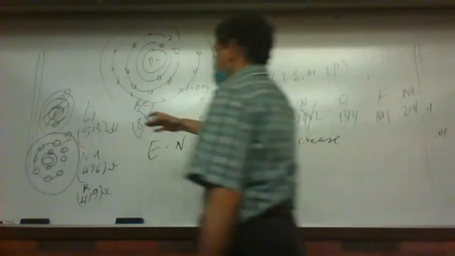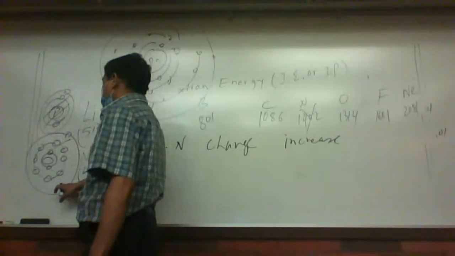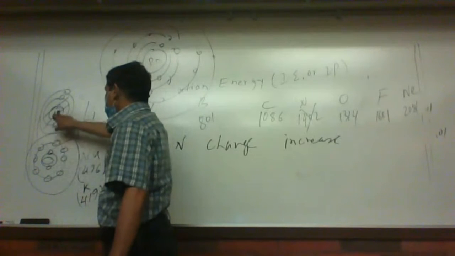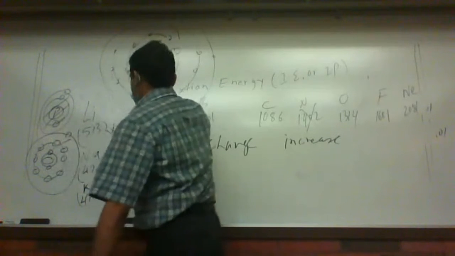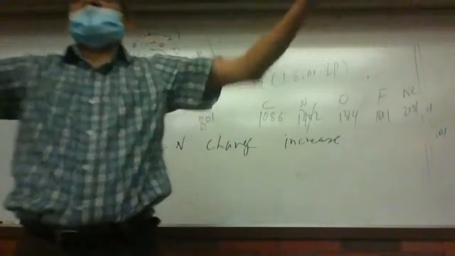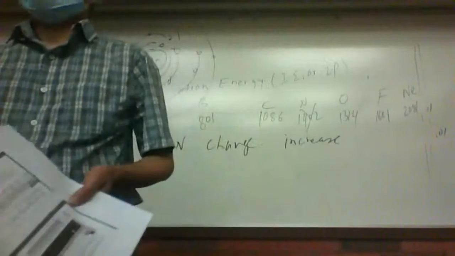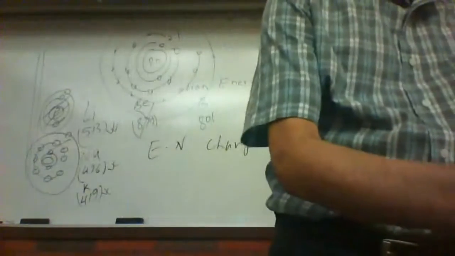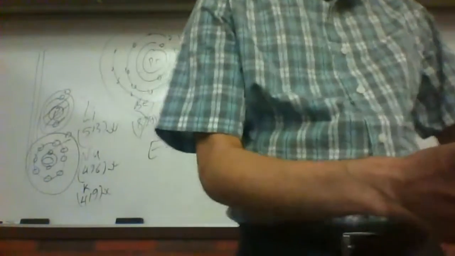Good. So as you go from top to bottom in a group, ionization energy decreases because the size of the atom becomes larger. This is smaller, this is larger, another one is even larger, another one is even larger. So when the atom becomes larger, it is easy to remove the electron from the outermost shell. Yeah? So the ionization energy decreases on going from top to bottom in a group.